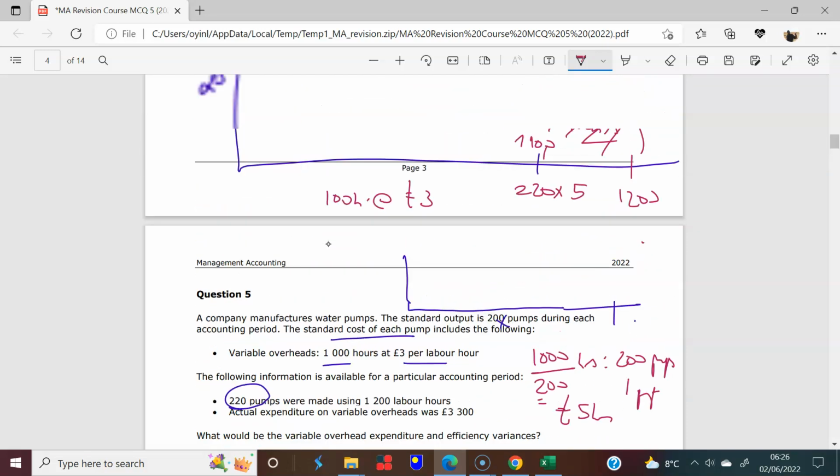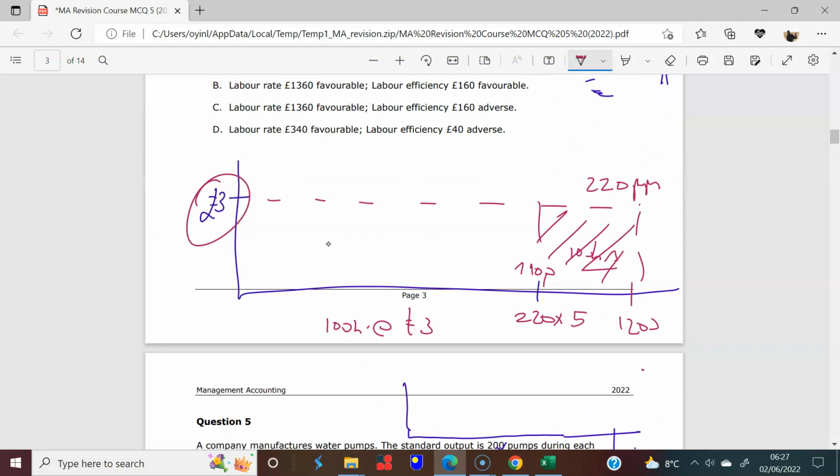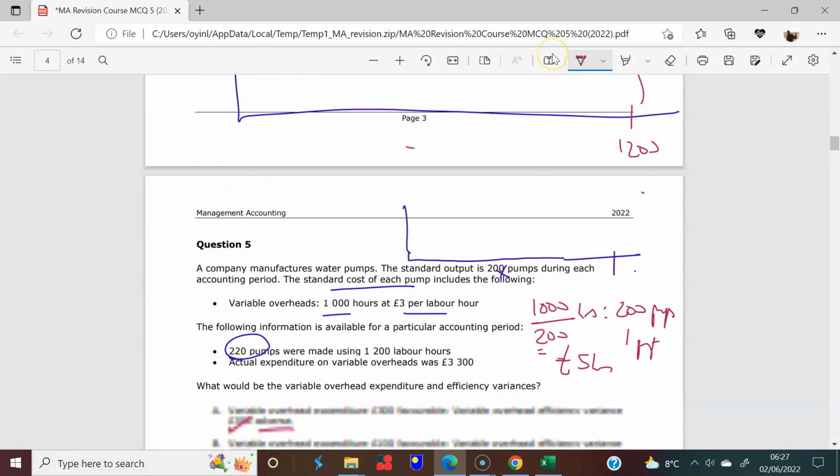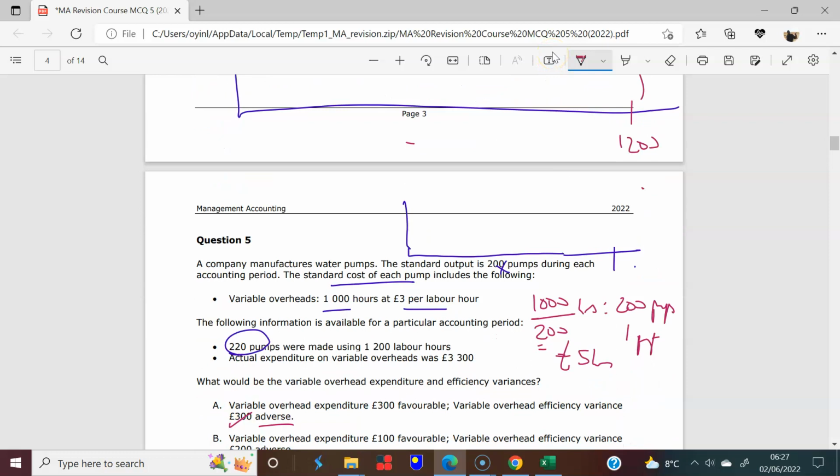Let's look at costs. So £3, right? So yes, you do. You're just going to clean this out. Yes, you use 1,200 hours, not a problem, but you should spend £3 on each of these, right? So 3 times 1,200 is what you should use, and that takes us to 3,600. Now I can compare that with what you actually did, because I just peeked at that. I noticed that you used 3,300. Actual expenditure on variable overheads was 3,300.